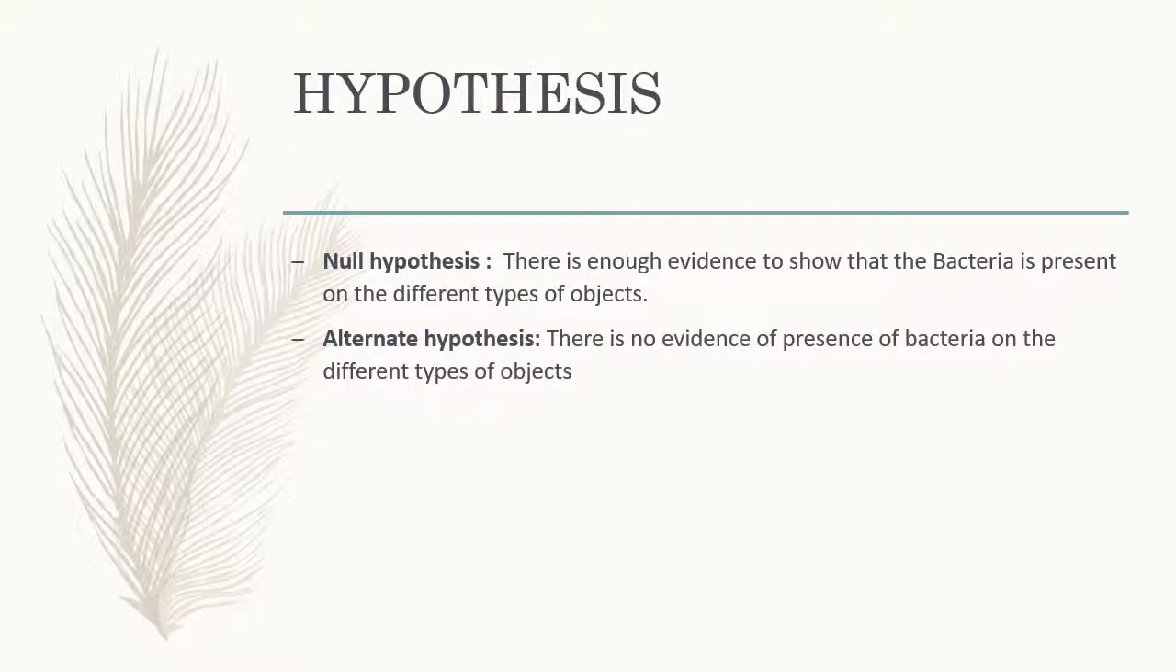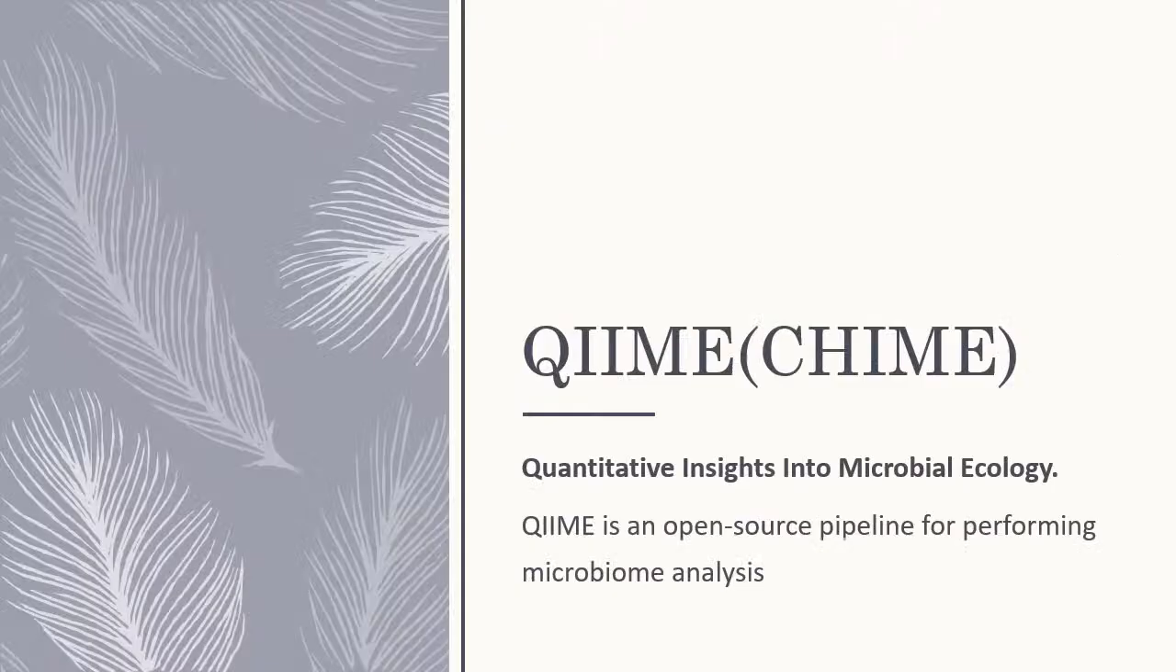In a statistical analysis, we need to form a hypothesis: the null hypothesis and the alternate hypothesis. It's a statement in which we say what result we expect, and we need to check it. Here, we are assuming the null hypothesis that there is enough evidence to show that the bacteria is present on the different types of objects, and the alternate hypothesis is that there is no evidence of the presence of the bacteria on the different types of objects.